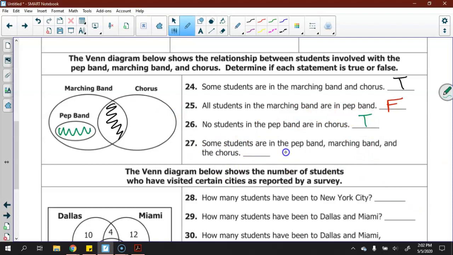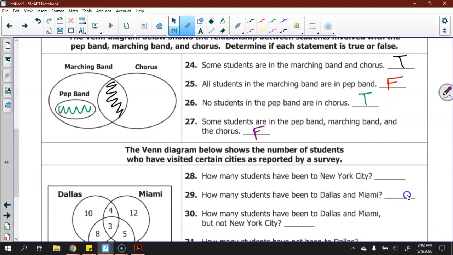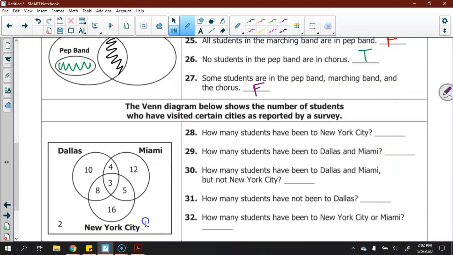And then 27, some of the students in pep band are in pep band, marching band, and chorus. Do you have any area of overlap with all 3? No. So that is false. And then this bottom one is going to be all counting stuff.